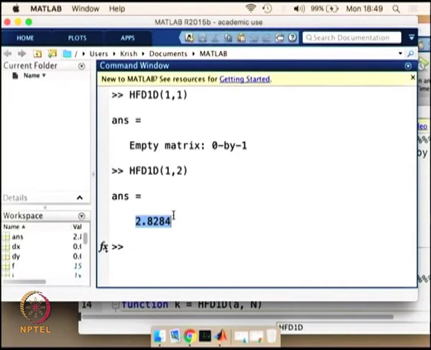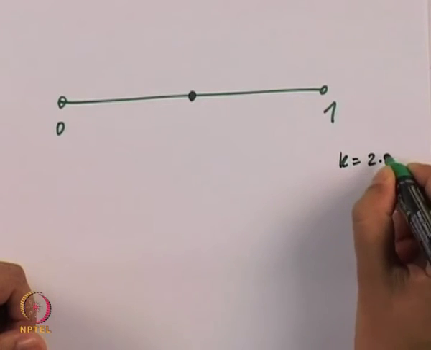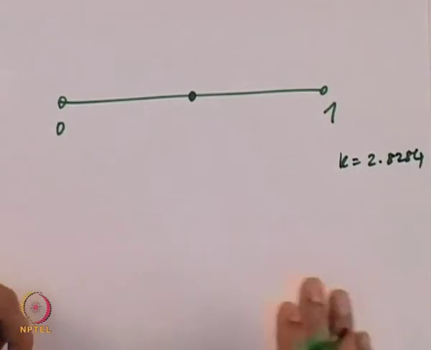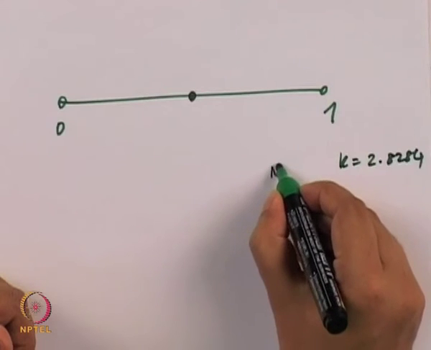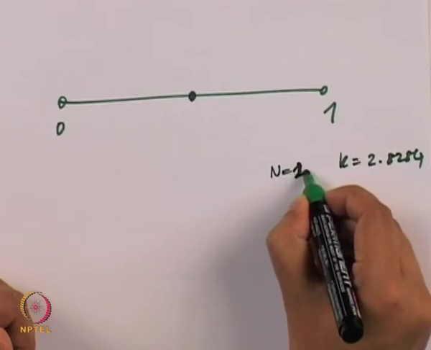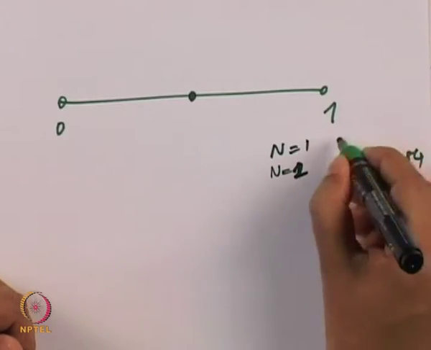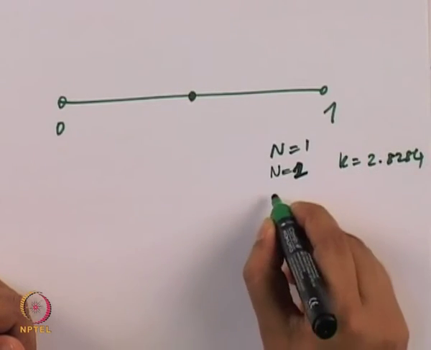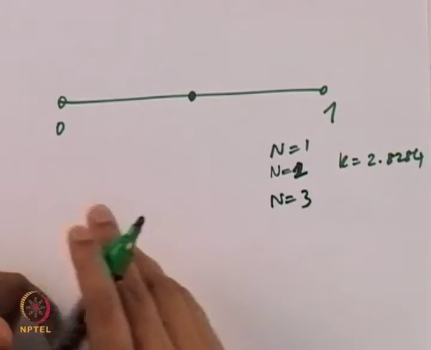So let us write it down. It is giving us K equal to 2.8284. So now we are going to run the code. So this is going to be for n equal to 2. So for n equal to 1 we did not get any value. So for n equal to 2 we are getting 2.8284. So let us say n equal to 3.